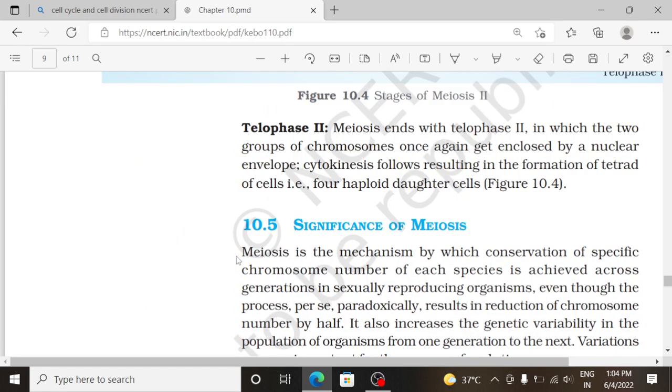Telophase 2. Meiosis ends with telophase 2, in which the two groups of chromosomes once again get enclosed by a nuclear envelope. Cytokinesis follows, resulting in formation of a tetrad of cells, that is, 4 haploid daughter cells.